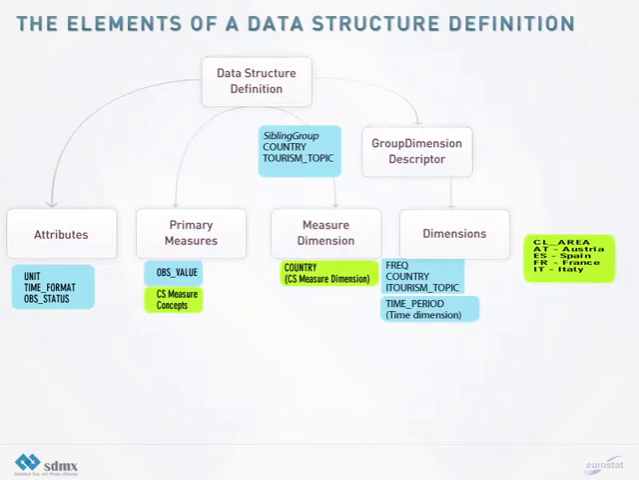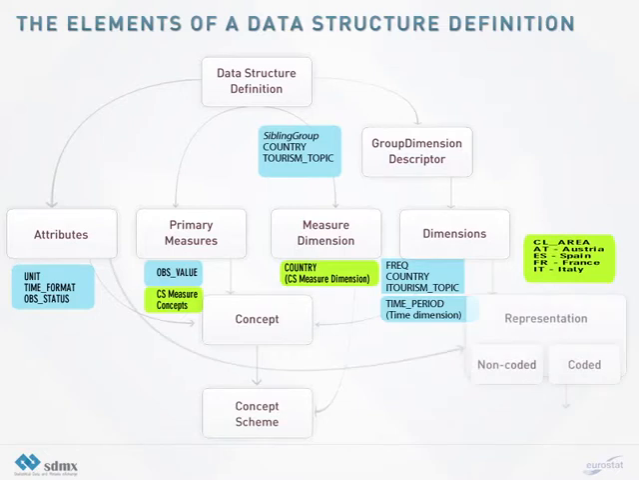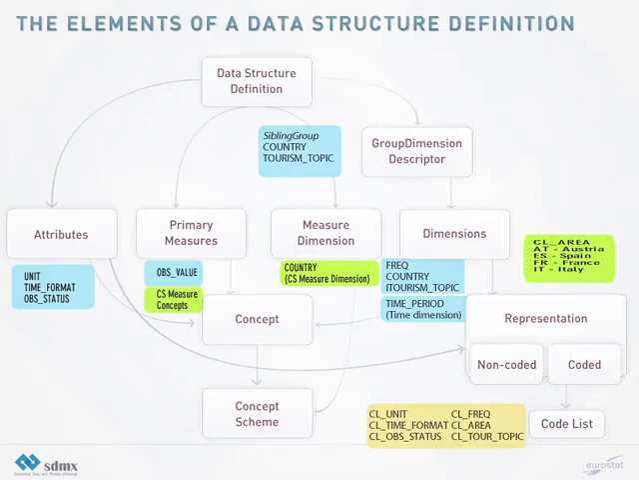The DSD links to other artifacts from the information model. Concepts are gathered in concept schemes. The values of a concept in a dataset are taken from code lists or have text or numeric formats.